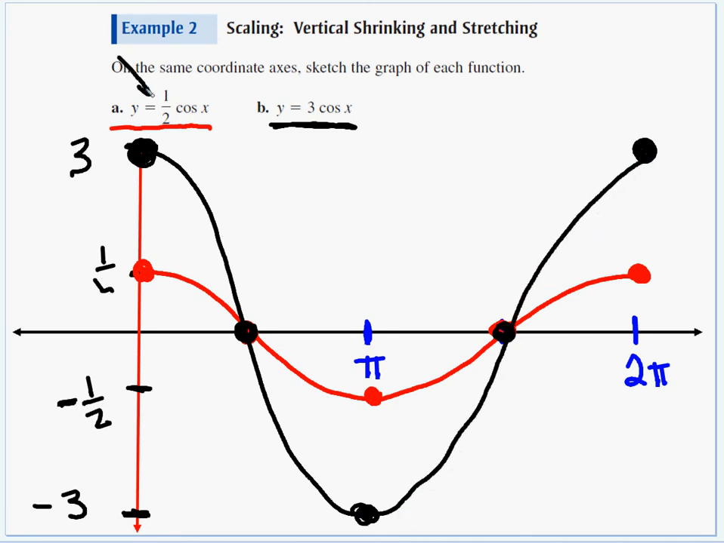So the change in amplitude, the 1/2 and the 3, stretches our graph up and down. And here we just did one cycle from 0 to 2 pi. Again, 5 dots. 1, 2, 3, 4, 5.